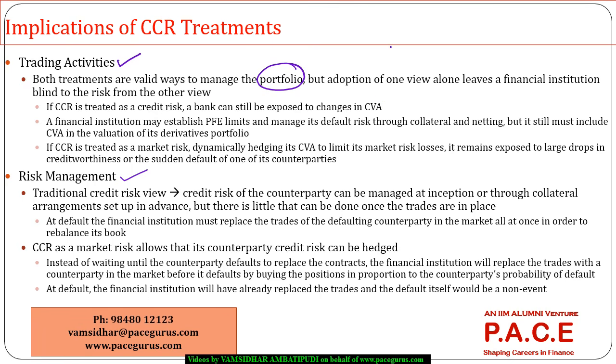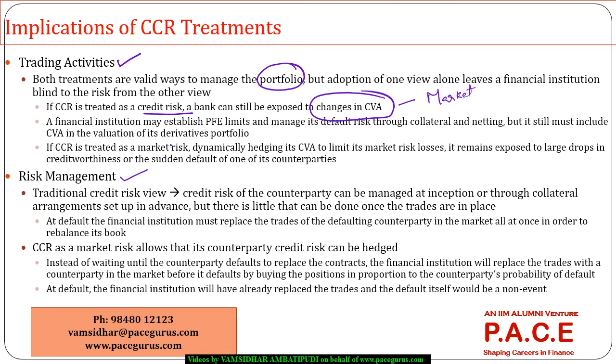But I cannot just focus on one of them and ignore the other one. For example, if you treat counterparty credit risk as a credit risk, not a market risk at all, you ignore the market risk part. Yes, against the credit risk I have shielded myself by taking some collaterals. But what if the value of that collateral goes down quite drastically? Now there is an exposure coming up because of the changes in the credit value adjustment, which is mostly a market risk related factor.